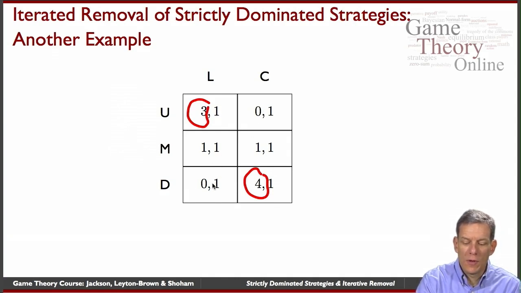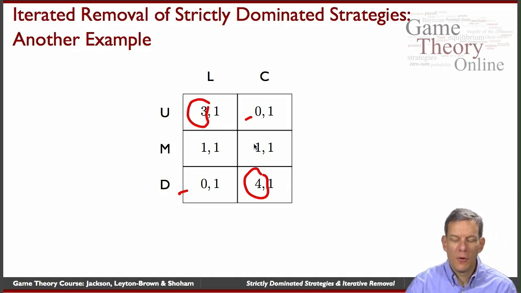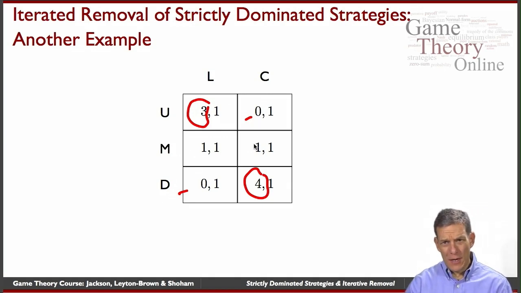So neither of these strictly dominate the other. They get 1 always by playing middle. So in this case, they sometimes do better than down if they're playing middle, sometimes do better than up if they're playing middle. So there's no strict domination when we're looking just at pure strategies.